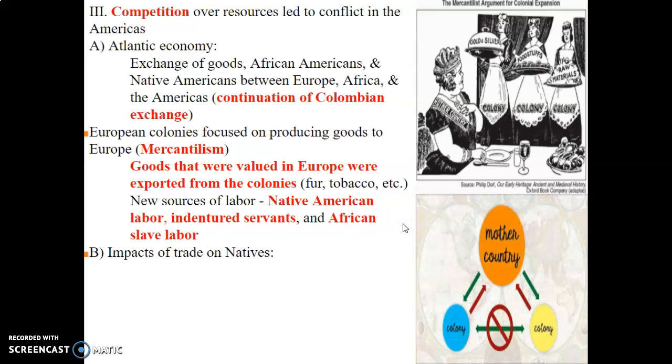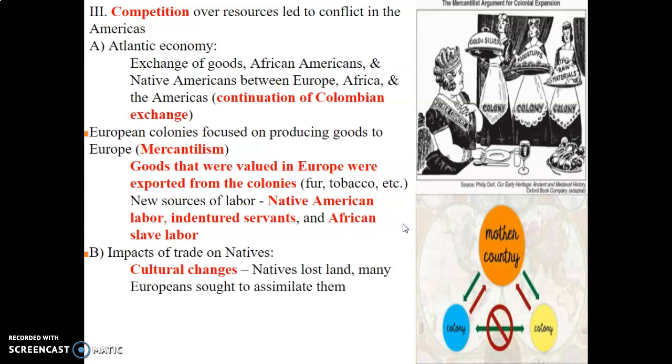The impact of trading on natives. There were cultural changes. Natives lost land, of course. Many Europeans sought to assimilate them, so we didn't respect their culture. We didn't want to learn about them. We wanted to make them look more like us. They're savages, so let's culture them. Let's make them more civilized.